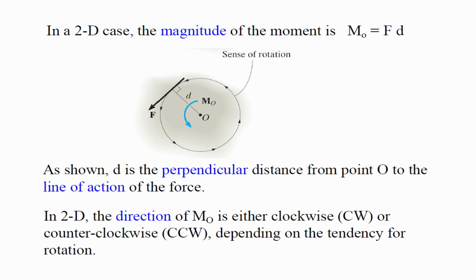Now, if we have something like this, a 2D case, the magnitude of the moment is what we said earlier, M_O equals F times d, where d is the perpendicular distance. In 2D, the direction of M_O is either clockwise or counterclockwise depending on the tendency for rotation. Let's assume counterclockwise is what we call a positive moment, and if it is clockwise, that is a negative moment, minus M_O.